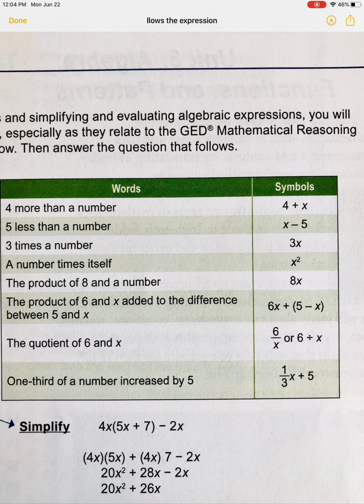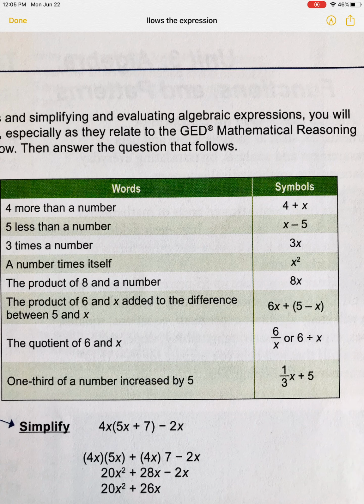To the difference, now difference is the answer to a subtraction problem. So the difference between 5 and 4 is 1. In the same way that sum, S-U-M, is the answer to an addition problem. The sum of 4 and 2 is 6. So here we have the product of 6 and x, which was 6x, added to, or plus, the difference between 5 and x. Whenever you have the difference between, you want to subtract in the order that it presents from left to right. So 5 minus x. We put parentheses around it to show that we're doing the difference first.